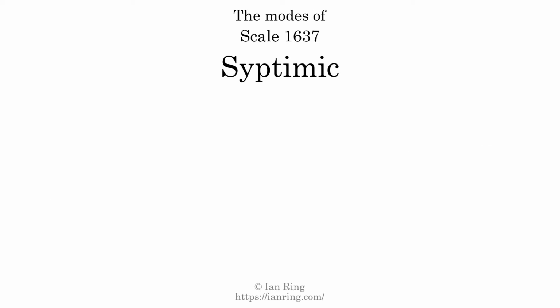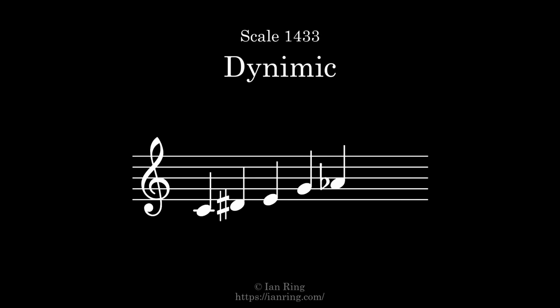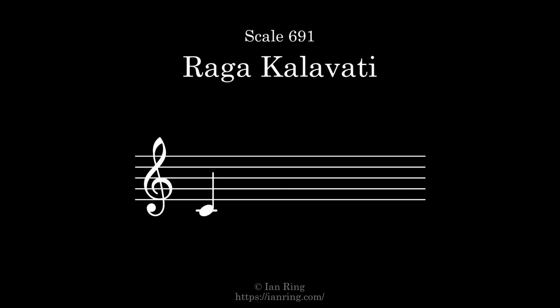This scale has 6 modes. The first mode is itself. The second mode is scale 1433, also known as dynamic. It sounds like this. The third mode is scale 691, also known as raga calavity. It sounds like this.